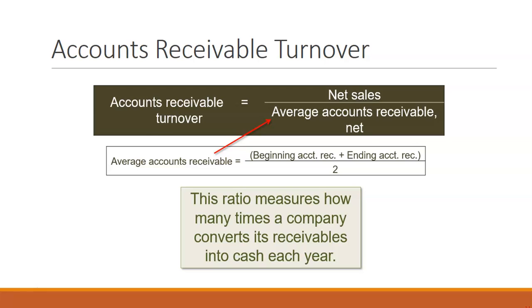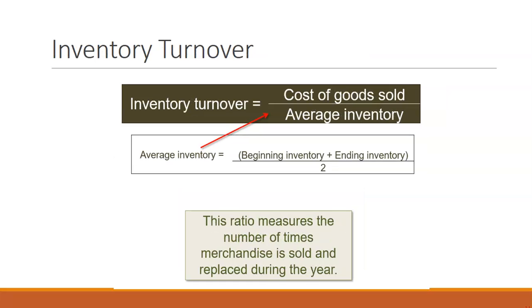So if we had 2 years of financial information, say 2016 and 2017, and we were trying to determine the accounts receivable turnover for 2017, we would take the net sales from 2017 and the accounts receivable from 2017 and the accounts receivable from 2016, add them together and divide them by 2 to get the average accounts receivable. If we don't have 2 years of information, then we just use the accounts receivable amount available to us.